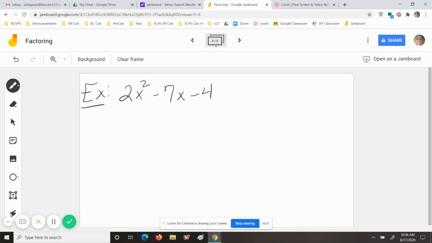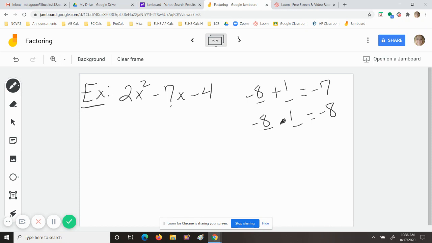We need two numbers that add together to equal the term with the x, which is negative 7. And the same two numbers need to multiply together to equal the first times the last, 2 times negative 4, which is negative 8. We should be able to see pretty quickly we could use negative 8 and positive 1. Negative 8 and positive 1 add together to equal negative 7 and multiply together to equal negative 8. Now remember, we don't just go ahead and write our parentheses.